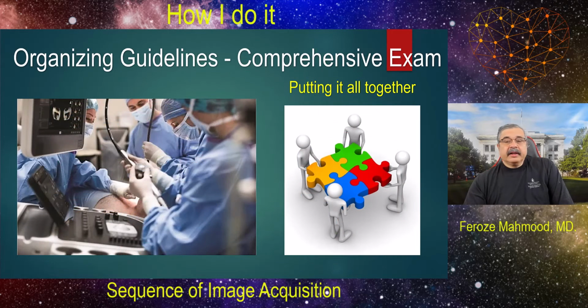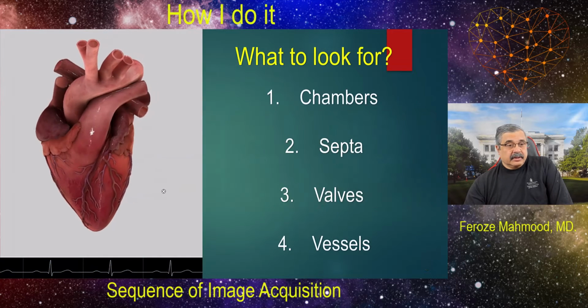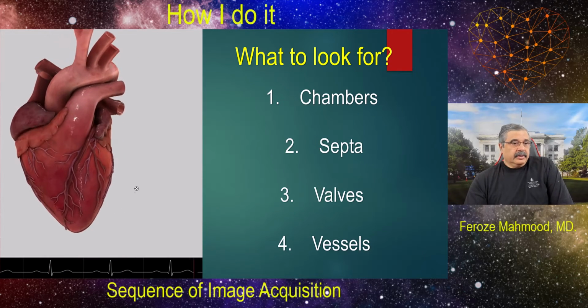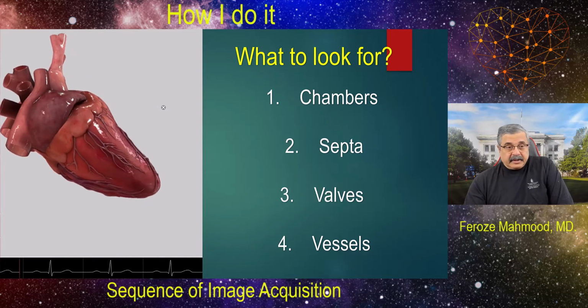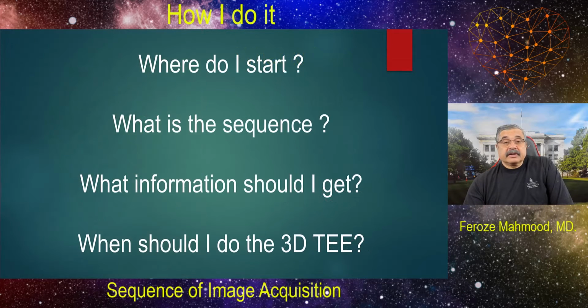And what I call it is organizing the guidelines into a comprehensive exam, or essentially putting everything together. Now the components of a comprehensive exam can be looked at in multiple fashions. It could be qualitative, quantitative, it has to be comprehensive, and also focused sometimes to answer a specific question. Now when you look at a heart, you have to look for different things. You look at chambers, the great vessels, the right and left atrium and right and left ventricle, the septa that separate them, the valves and the vessels. So a lot of things to look for structurally and functionally.